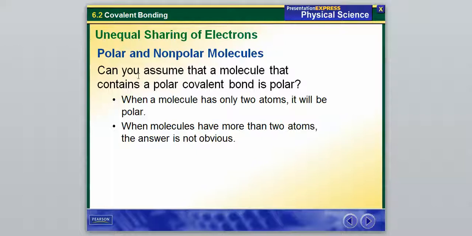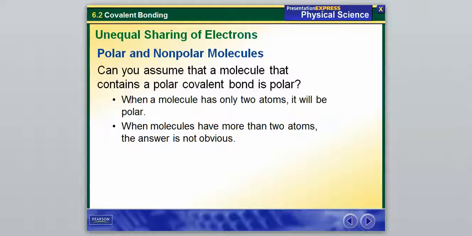So now we're going to look at molecules as a whole and whether or not molecules can be considered polar or nonpolar. So nonpolar, again, is going to be that the electrons are shared equally. Polar is when the electrons kind of play favorites and spend more time with another atom. So can we assume that a molecule that contains a polar covalent bond is going to be polar as a whole? That's our question, and the answer is not all the time. Just because you have one polar bond does not mean that your molecule is always going to have an overall polar charge, which I know is confusing, but we're going to do a couple examples here.